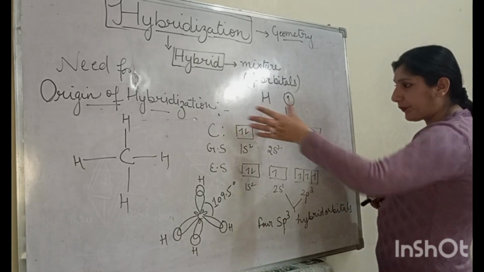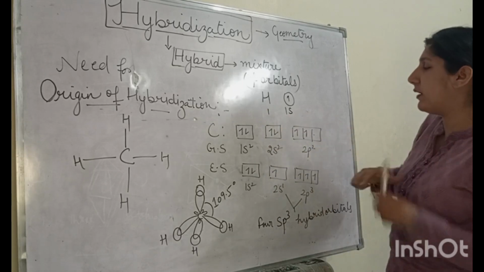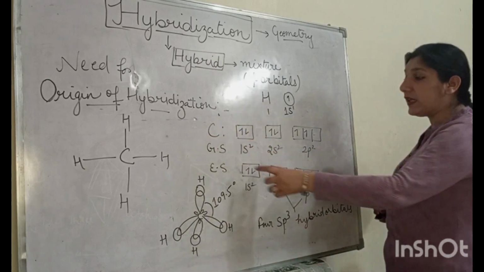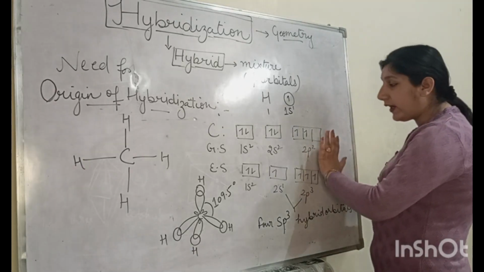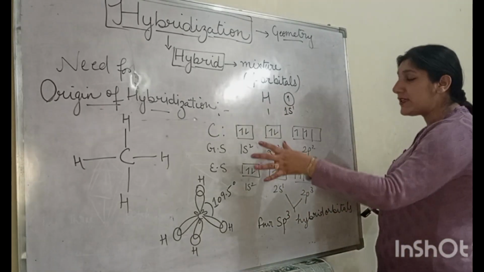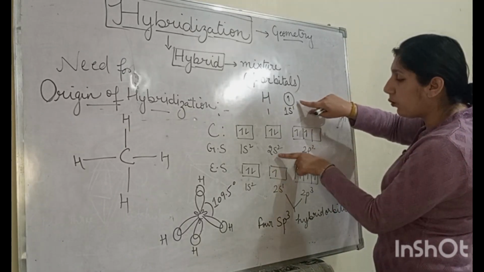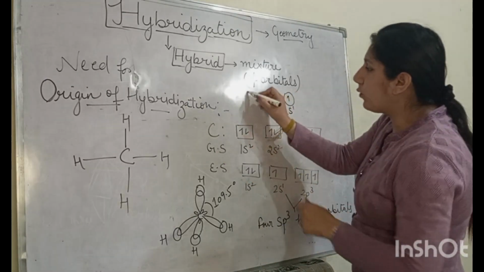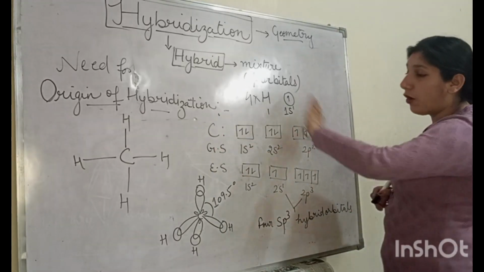Now, when we write the configuration of hydrogen, hydrogen's atomic number is 1, so its configuration is 1s1. But the configuration of carbon is 1s2, 2s2, 2p2. Now 1 p orbital is empty. Now, if hybridization did not exist, according to valence bond theory, only the valence orbitals participate in bond formation. Now, if that was to take place, that means the 4 hydrogen atoms combine with the s and p orbitals of carbon to form 4 bonds.